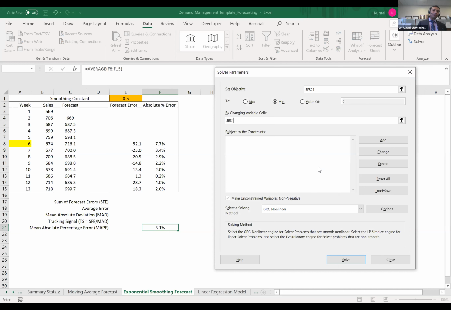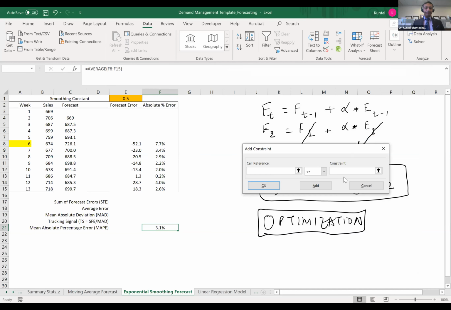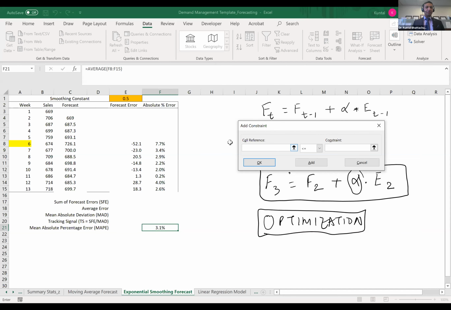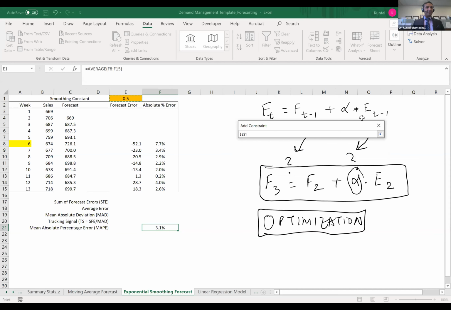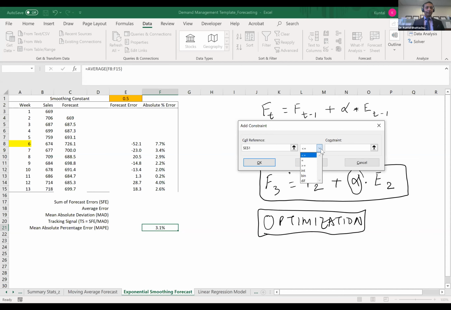And then last but not the least, subject to constraints. Do we have constraints? Absolutely. We want that smoothing constant to lie between 0 and 1. So I go to Subject to Constraints, I go to Add, and it asks me for the cell reference. So cell reference, I'll choose that specific cell again, cell E1, less than or equal to, I'll put a value of 1.